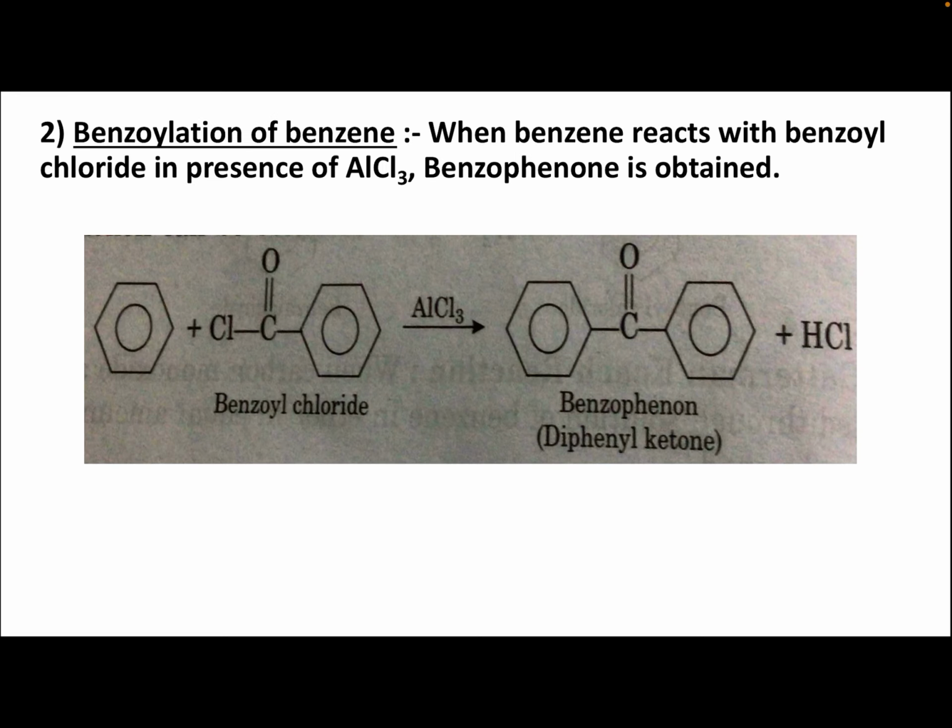Next, benzoylation of benzene. When benzene reacts with benzoyl chloride in presence of AlCl3, benzophenone is obtained. So benzene is there, benzoyl chloride, Cl, C double bond O and phenyl. That means benzoyl group means on benzene C double bond O, that is known as benzoyl, and chlorine is there. So benzoyl chloride in the presence of AlCl3, benzophenone is obtained. Benzophenone is also known as diphenyl ketone. On both sides of carbonyl group there is phenyl group and in the middle there is ketone. So it is known as diphenyl ketone. So by benzoylation of benzene we can prepare benzophenone with benzoyl chloride and benzene in the presence of aluminum chloride.